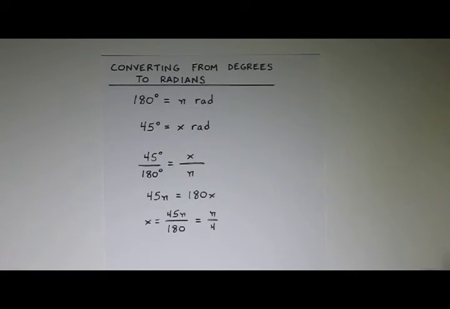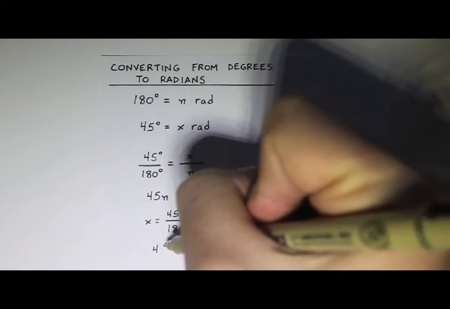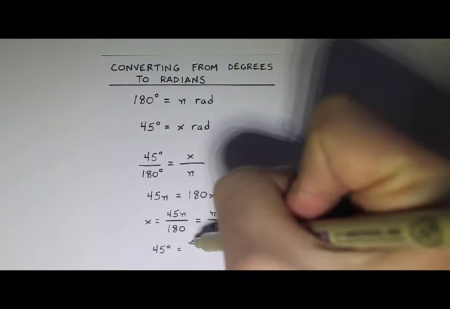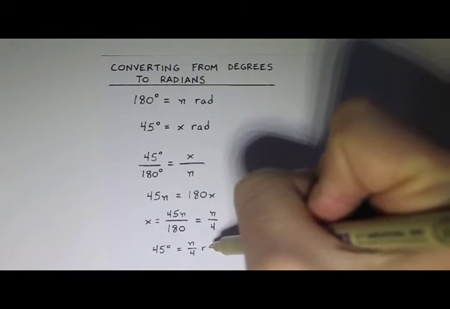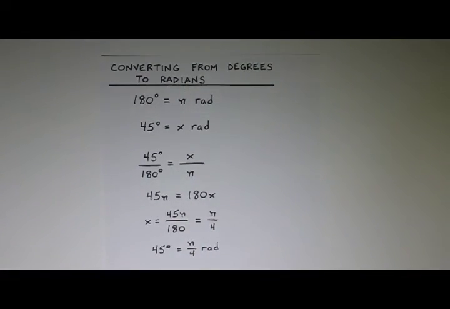So I can say that 45 degrees equals pi over 4 radians. And so you can see that this relationship, 180 degrees equals pi radians, you can use that to convert between degrees and radians. So let's try another example that's maybe not so obvious.